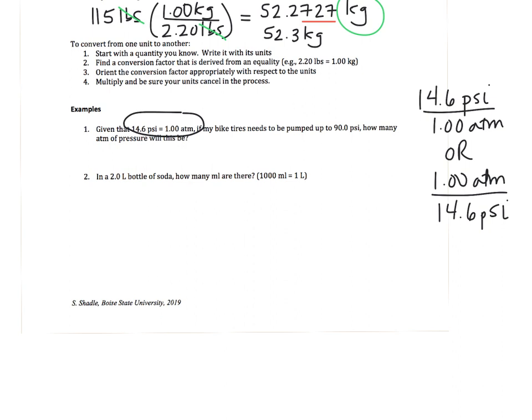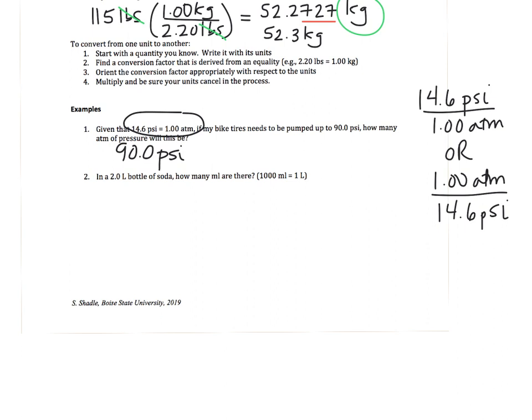I'm going to start with the value that I've been given. So let's read the whole problem. Given this equality between psi, pounds per square inch, and atmospheres, if my bike tires need to be pumped up to 90 psi, how many atmospheres of pressure will this be? So I'm going to start with what I'm given, 90 psi, pounds per square inch.